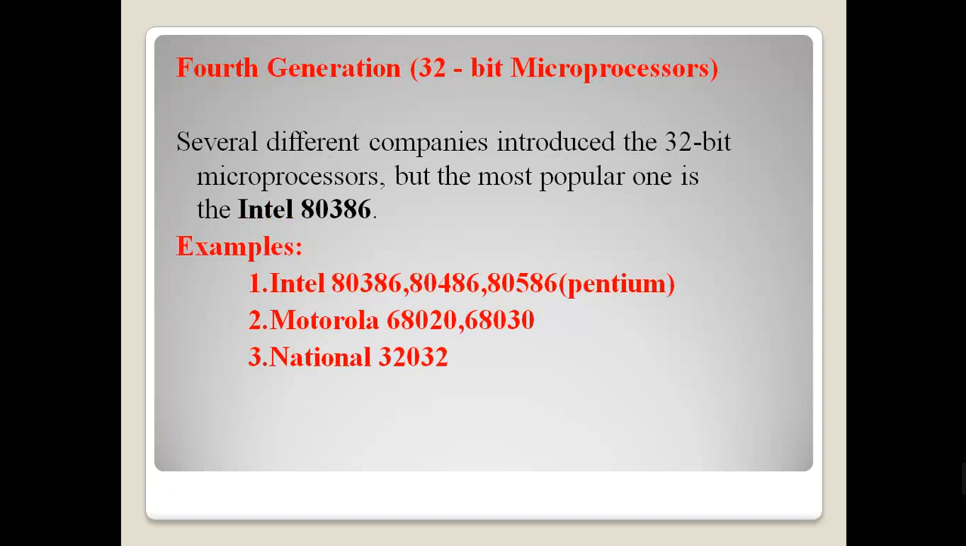Go to the next slide. Fourth generation is known as the 32-bit microprocessor. Before this, in the first, second and third generations, only one company, Intel, introduced microprocessors. But in the fourth generation, several different companies introduced them. Intel 80386 was the first 32-bit microprocessor. After that, the upcoming versions are 80486 and 80586. The 586 is called the Pentium processor, the very famous one in earlier days. The next, Motorola 68020, 68030, upcoming versions. National 32032. So these are all 32-bit microprocessors.